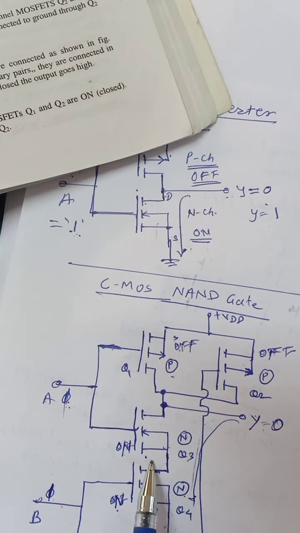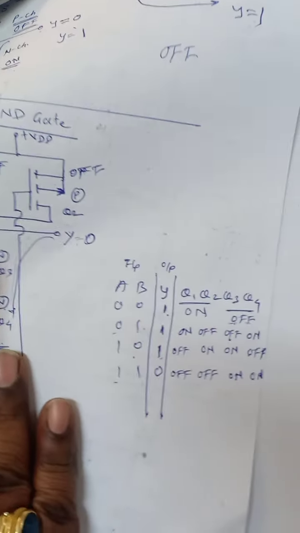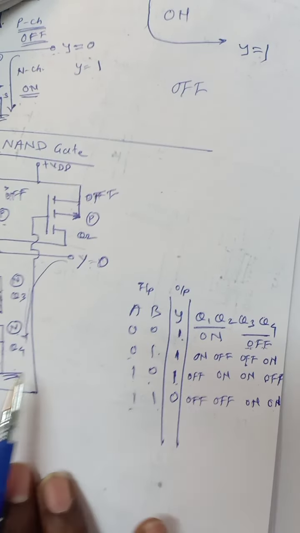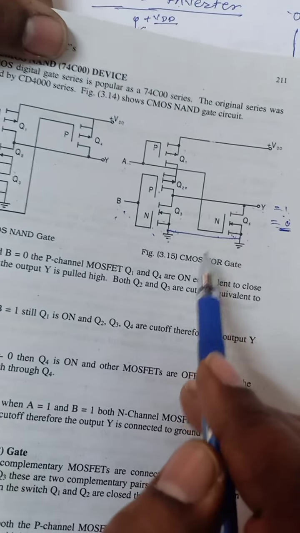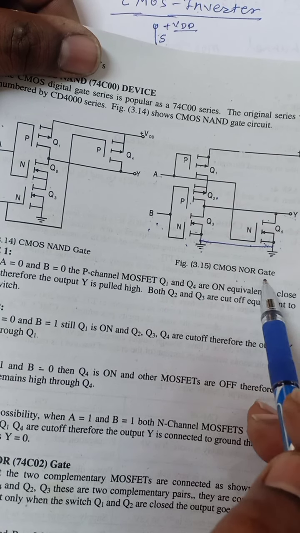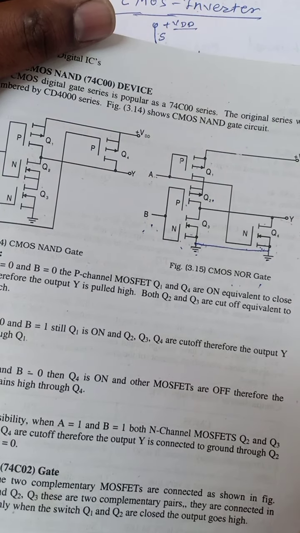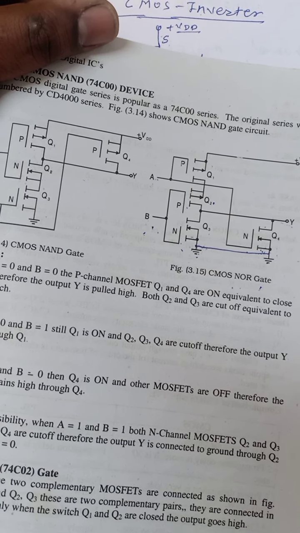As I explained for the NAND gate, you prepare the table for the NOR gate also, showing which will turn on and which will turn off. Okay, so this is a CMOS NOR gate and this is a NAND gate. Okay, so we are going to stop here now.